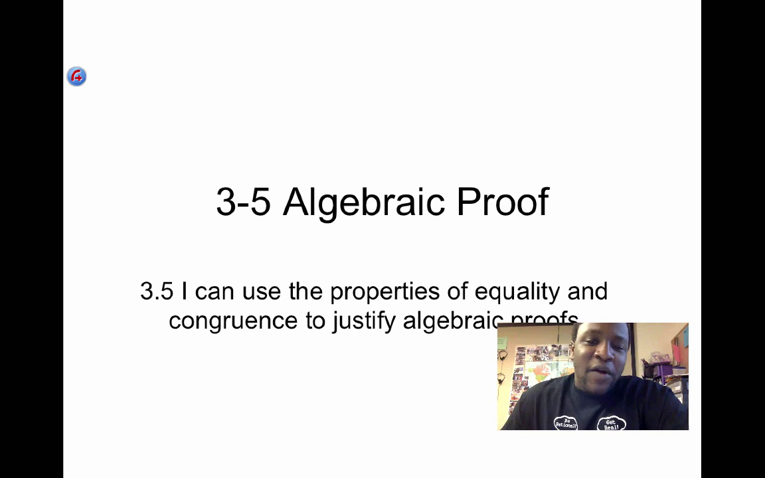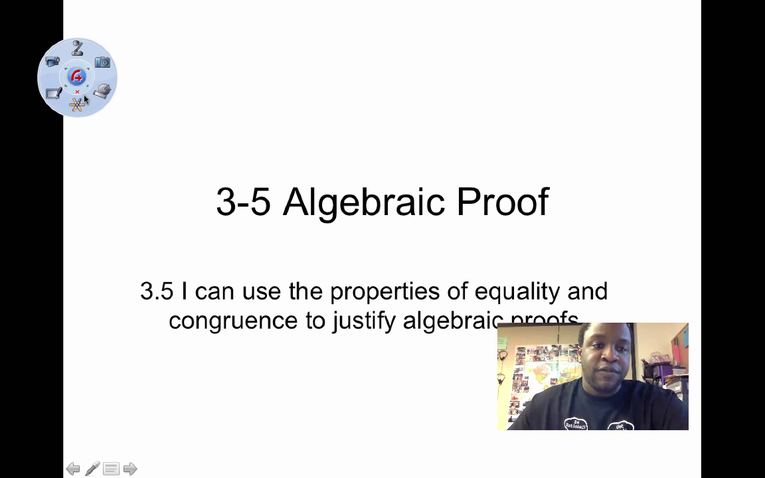And today we are going to learn about algebraic proofs. So the objective is I can use the properties of equality and congruence to justify algebraic proofs. Now remember, we've talked about equality and congruence before. Equality is when two quantities are equal to each other, and congruence is when two figures, two angles, two segments have the same qualities.